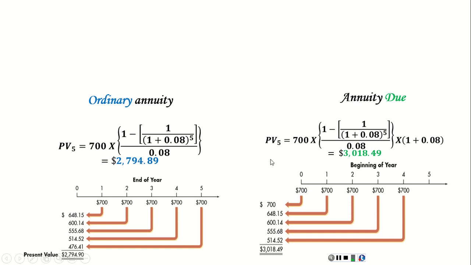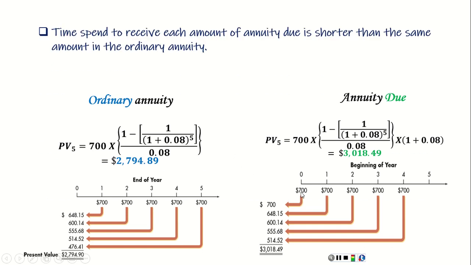Even though we have the same amount, which is 700, discounted at the same interest rate over the same number of periods, because of the timing of cash flow, in ordinary annuity it will be received at the end of each period, but in annuity due, it will be received at the beginning of each period. So the time spent to receive each amount of annuity due is shorter than the same amount in the ordinary annuity.